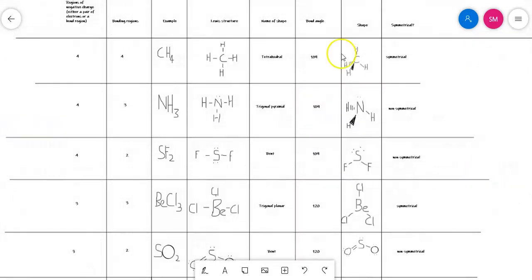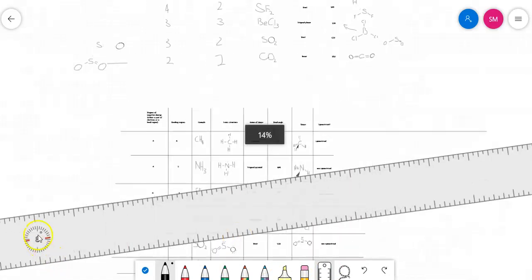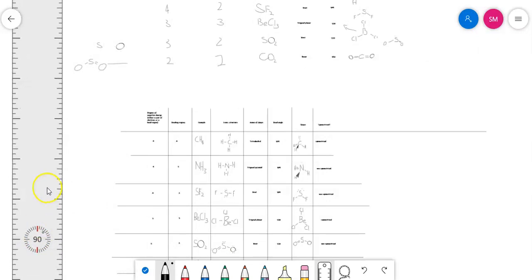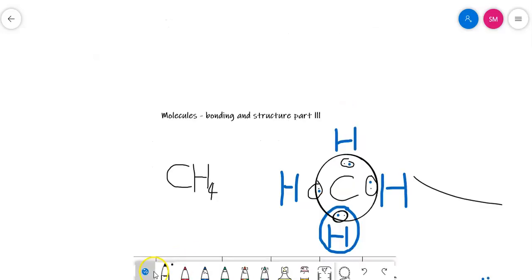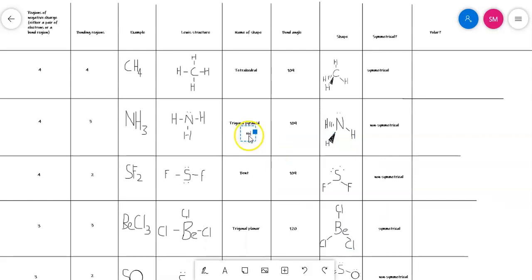So we'll look at that structure there. That is a tetrahedral shape, and we've decided that that is a symmetrical shape. So if there are polar bonds, but the molecule is symmetrical, then the molecule is non-polar overall. So we'll write in the polarity of it. Is methane polar? No. Methane is non-polar overall.